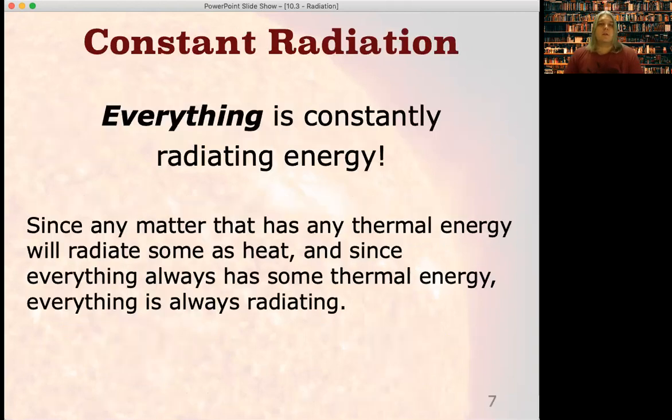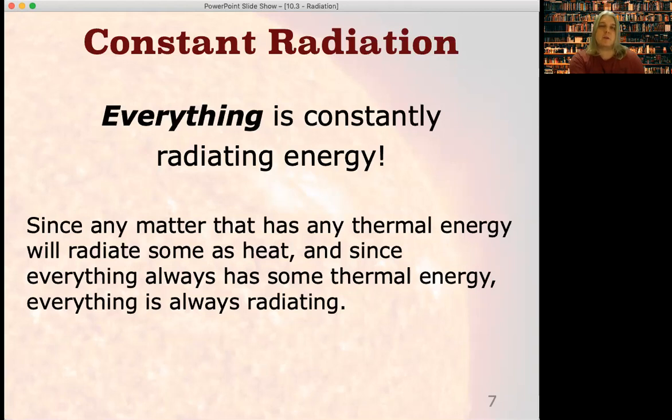Now, the important thing to note is that everything is constantly radiating energy. Any matter at all that has some thermal energy will radiate some of that energy as heat. How much it radiates depends on its surface area and its emissivity, as we just saw, but it will be giving off some. Right? That means that everything always is giving off radiation, because everything always has some temperature. Even in lab results, we get down to tiny amounts of Kelvin, but we never actually get to 0. Absolute 0 is theoretically not a temperature you can really reach. Everything always has a tiny amount of energy.